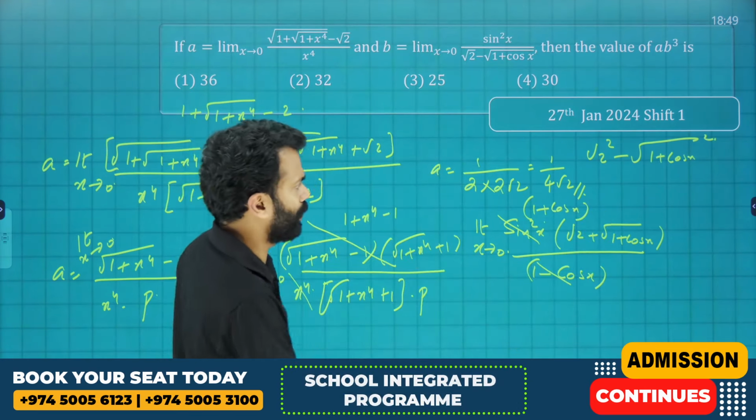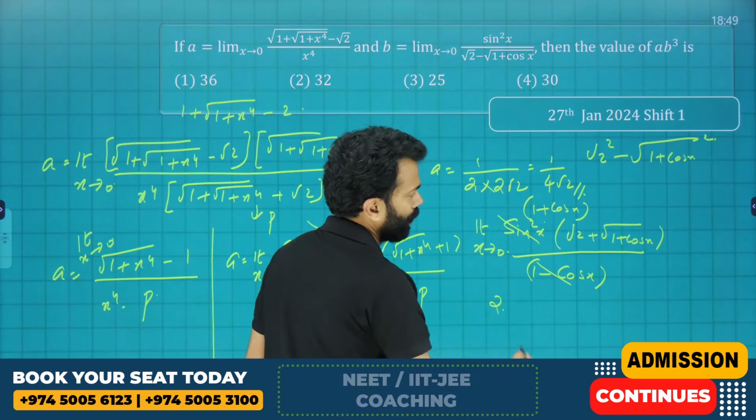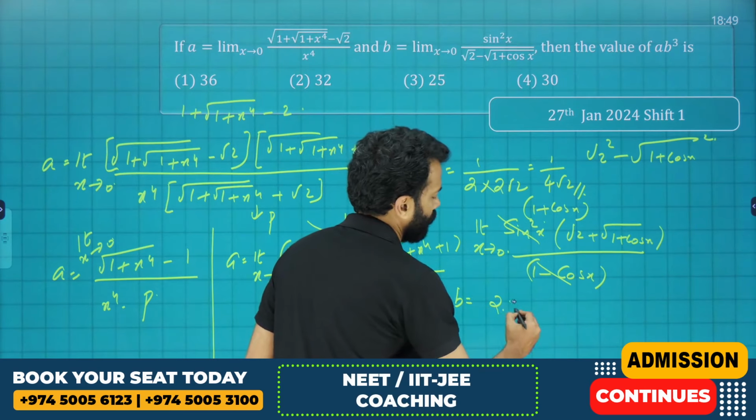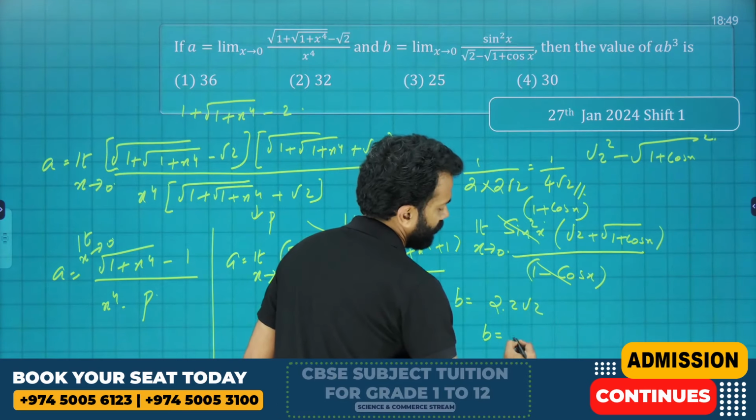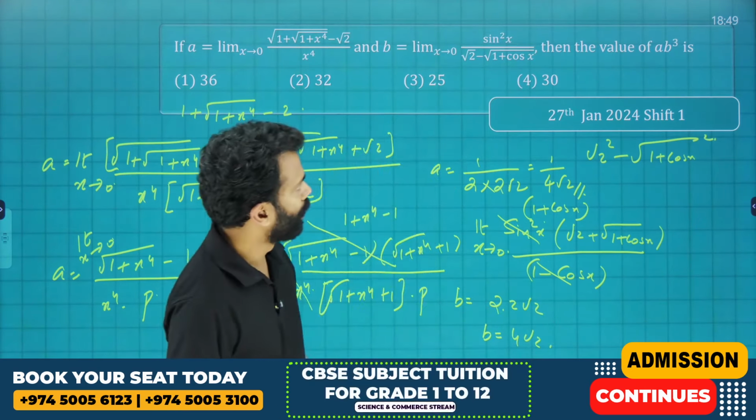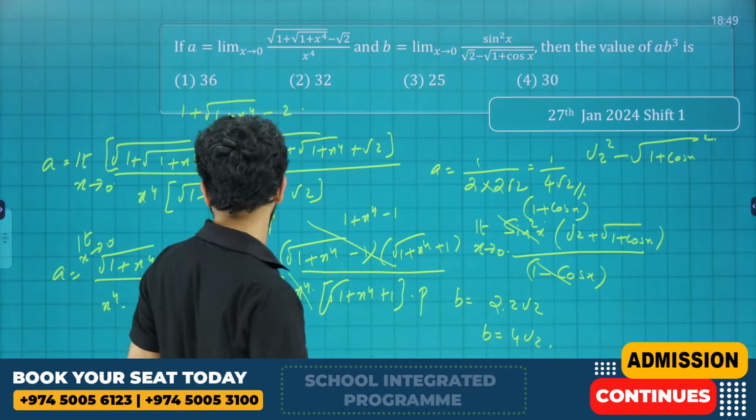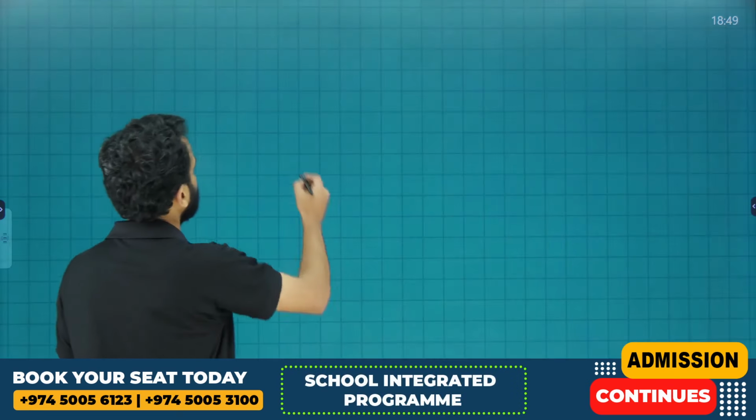Okay. After applying x is equal to 0, you will get 1 plus 1 is what? 2. And this will be 2 root 2. That is, b is equal to 2 into 2 root 2. That is, b is equal to what? 4 root 2. Okay, you need to find the value of a, b cube, right? Okay, basically a and b are same. Therefore, in the next slide, we can perform that.